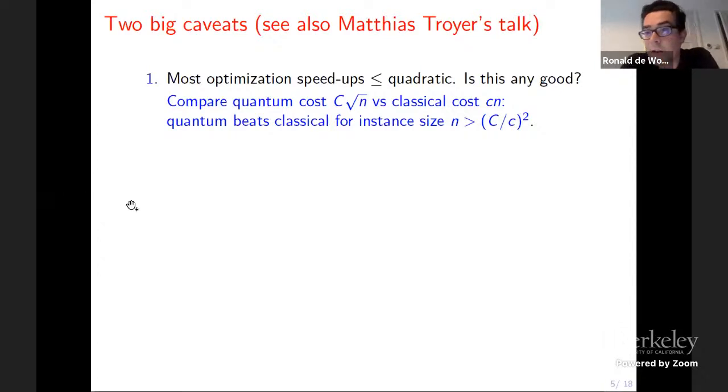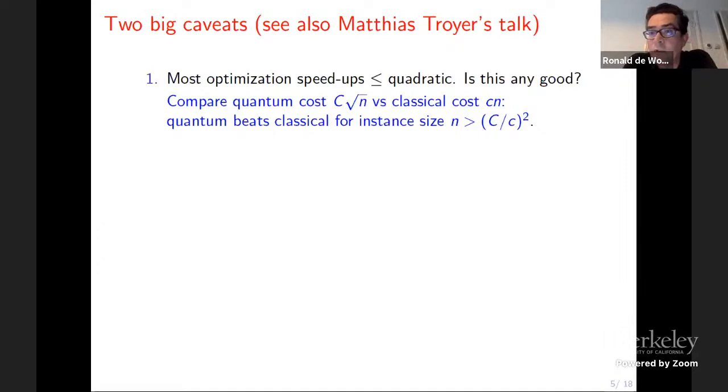And you can just calculate what is the instance size that you need before the quantum algorithm becomes faster than the classical algorithm. And the instance size is the square of the ratio of these two prefactors, capital C over little c, raised to the power 2. And this is for quadratic speedup. If your speedup is polynomial but less than quadratic, it's even worse than this. And then you want to ask, okay, so what is this ratio of capital C over little c? How much slower is a quantum operation than a classical operation?